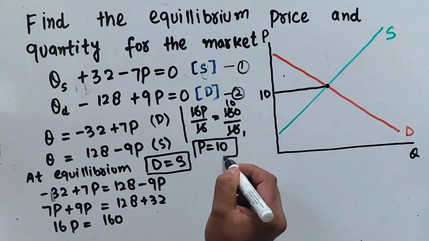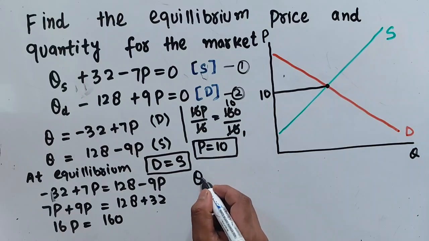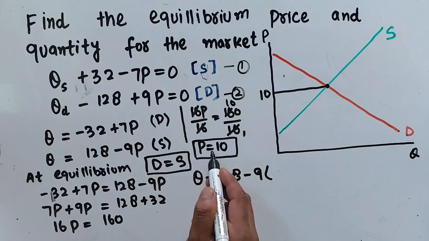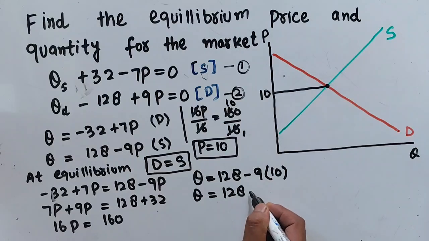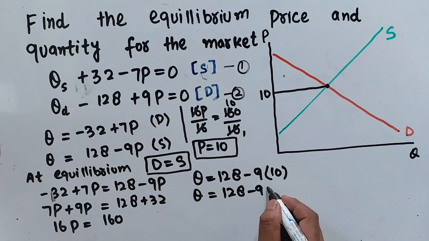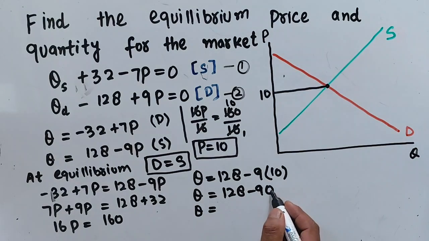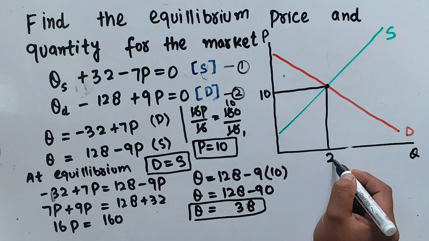To find out the equilibrium quantity, plug P is equal to 10 either in the demand or supply function. Let's plug it into the demand function. That means quantity demanded or supplied will be equal to 128 minus 9 times the value of price, which is 10 here. So quantity demanded or supplied will be equal to 128 minus 90. So here we get 8 minus 0 is 8, so we will get quantity demanded or supplied is equal to 38.